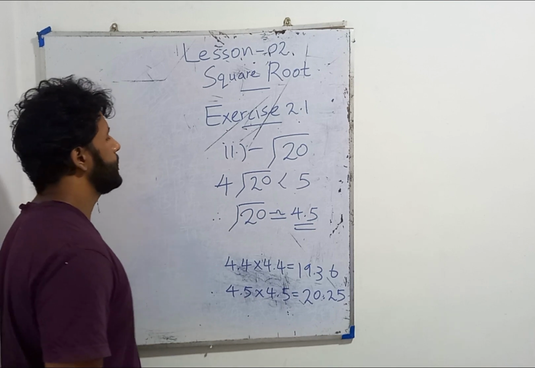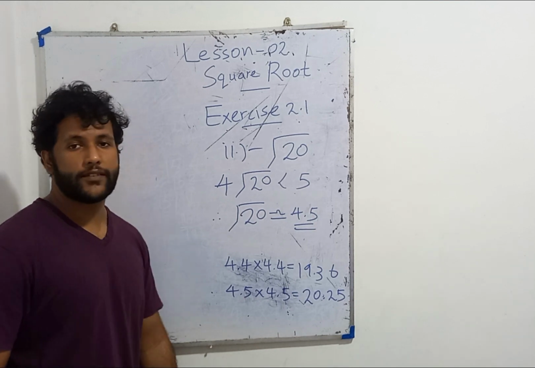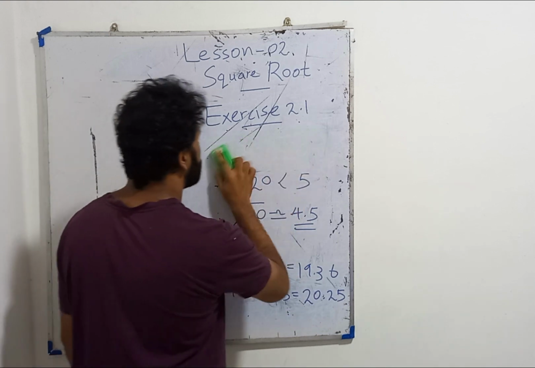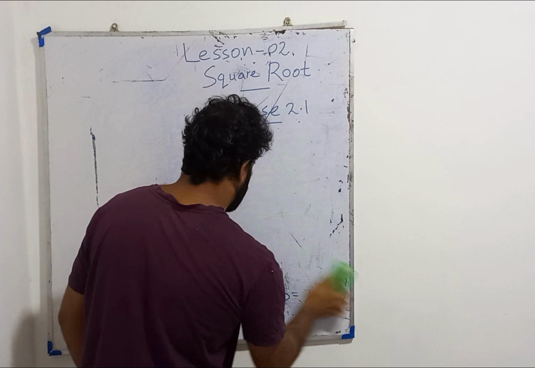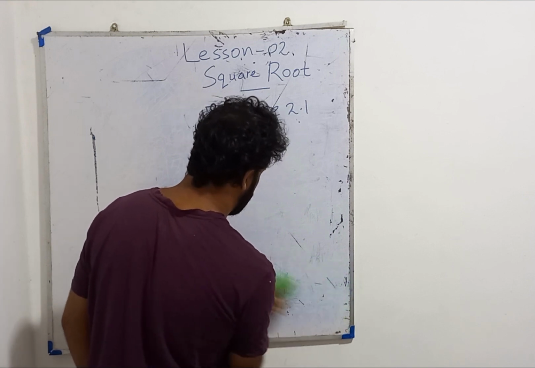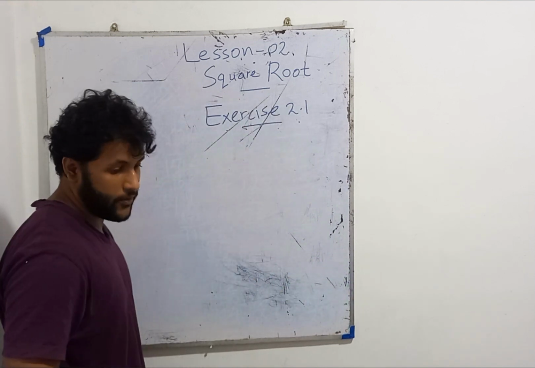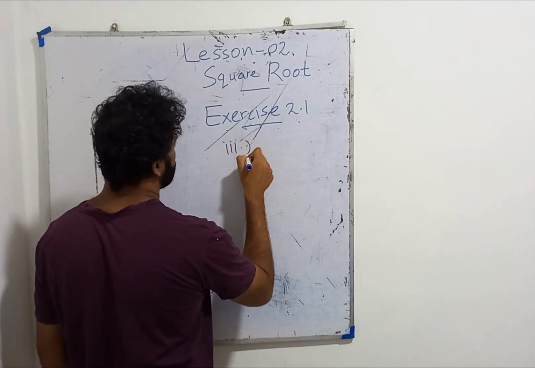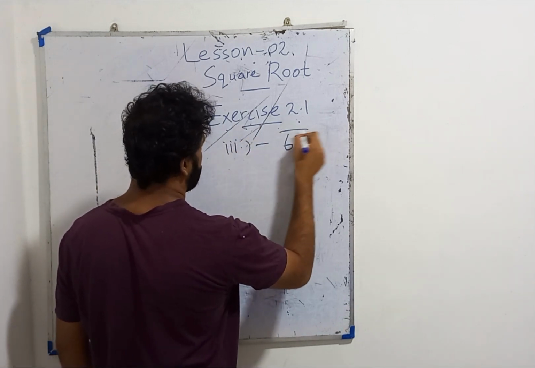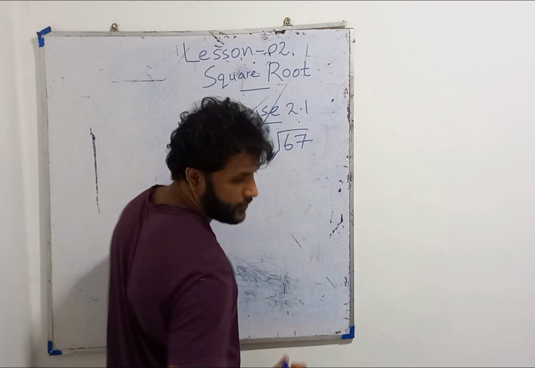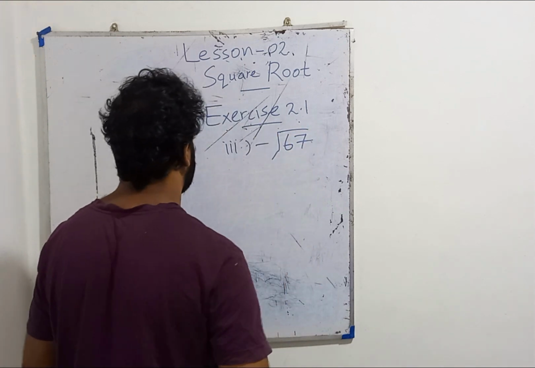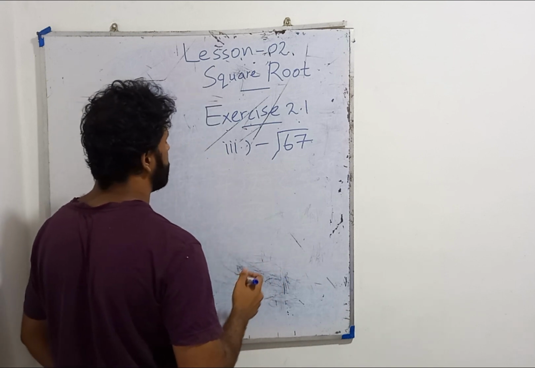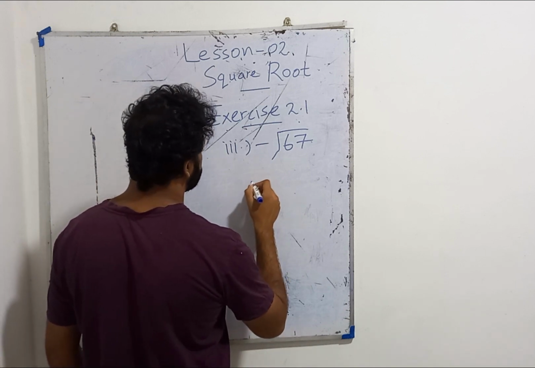Then let's go to Roman number 3. Roman number 3. Square root of 67, simple again. Square root of 67, let's take this.